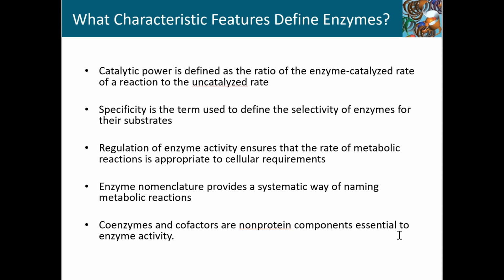So, what characteristics define enzymes? When we're talking about an enzyme, what kind of language can we use to distinguish its function from other enzymes? Catalytic power is a really important term that we can use to discuss an enzyme's function. And it's the ratio of an enzyme's catalyzed rate of reaction to its uncatalyzed rate, which is pretty straightforward. How fast can the reaction take place without an enzyme present? And how fast can it take place with the enzyme present? What is that ratio? How much does an enzyme speed up the reaction?